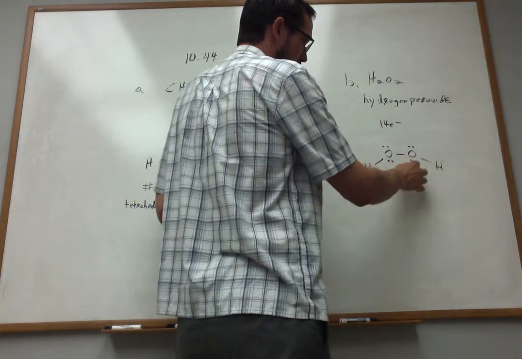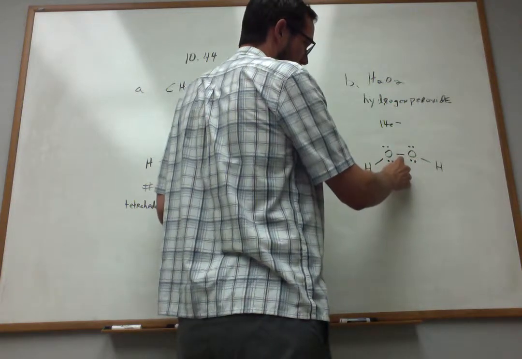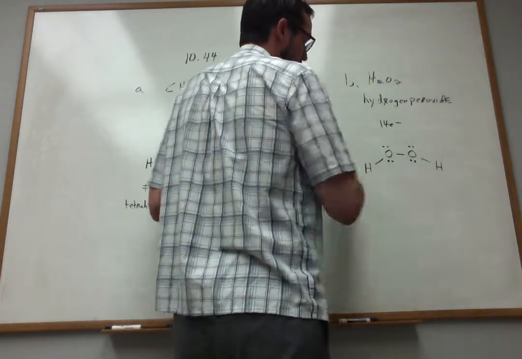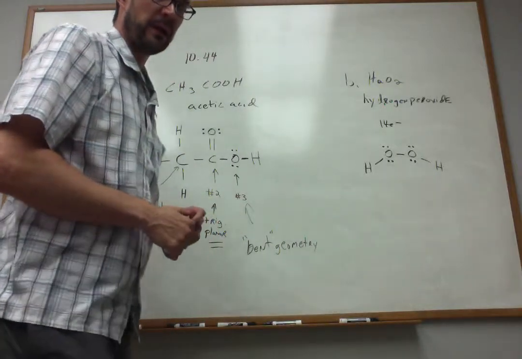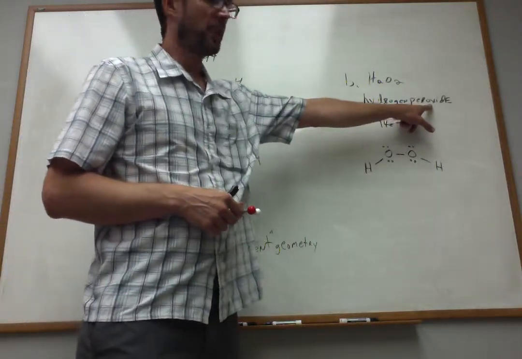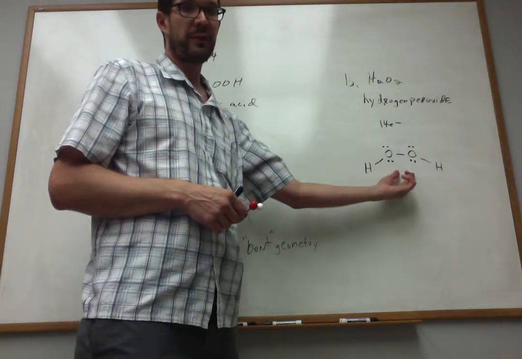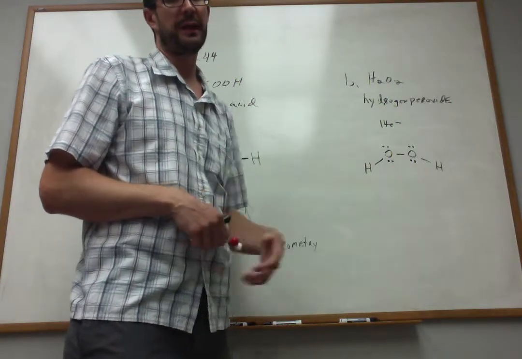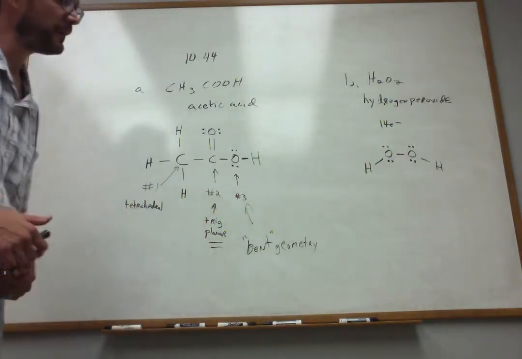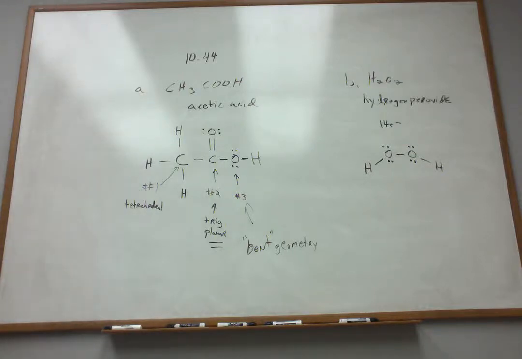We've got 2, 4, 6, 8, 10, 12, 14 electrons used. It's consistent with how many we had. And I also knew that this word peroxide is reminiscent of the case where we have oxygens bonded together in the structure. Okay? So this is the arrangement of atoms in the Lewis dot structure for hydrogen peroxide.